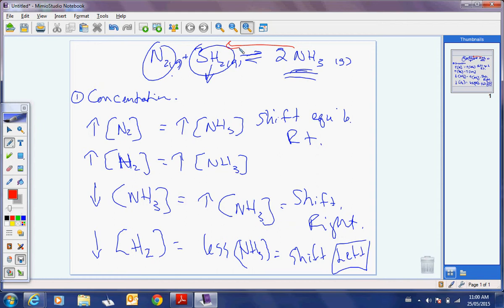Why? Because it's trying to get back to the same K value. What's the only thing that can affect that K value from the ICE tables that we've been talking about? The temperature. Right? And I was explaining this to Lindsay and Jillian.